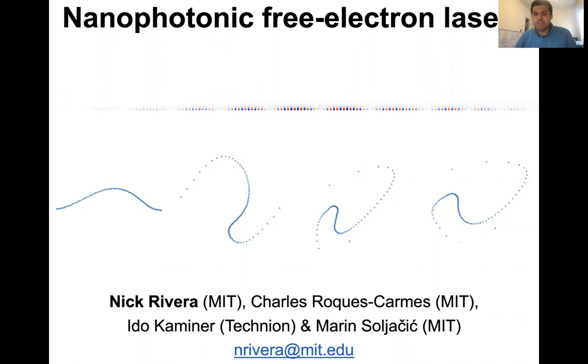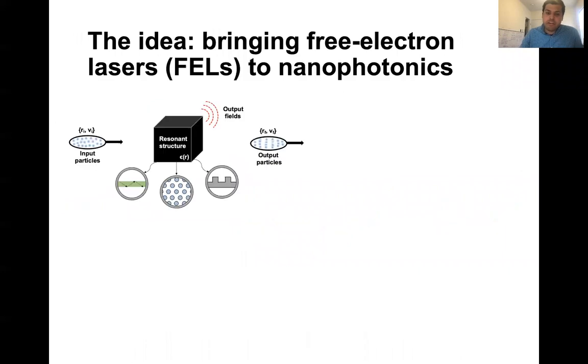Today what I want to talk to you about is a proposal to bring free electron gain media to nanophotonics to realize new types of lasers in silicon platforms, in terahertz and infrared platforms, and so on. This is work that was done in collaboration with another PhD student at MIT, Shahrukh Khan, and also Professor Ido Kaminer at the Technion. So the basic idea of this talk is bringing free electron lasers to nanophotonics.